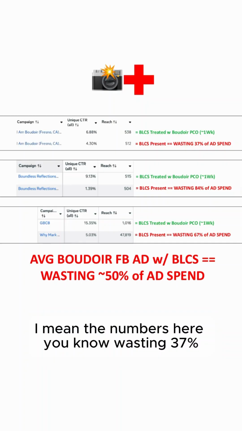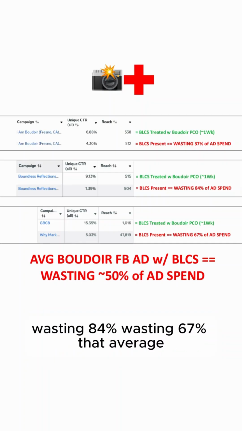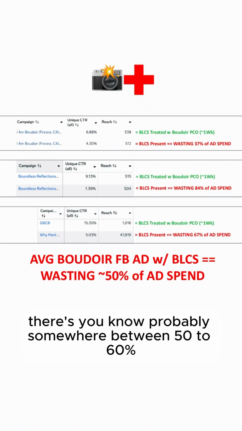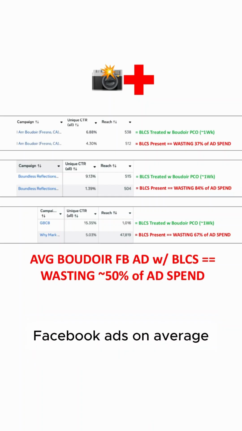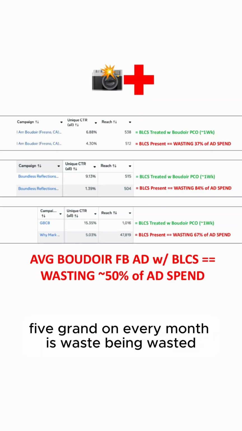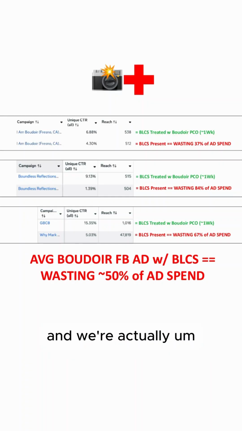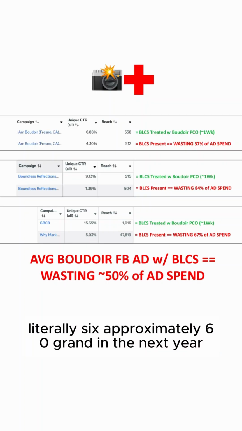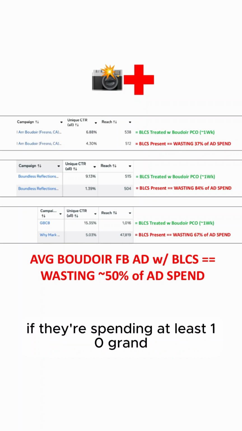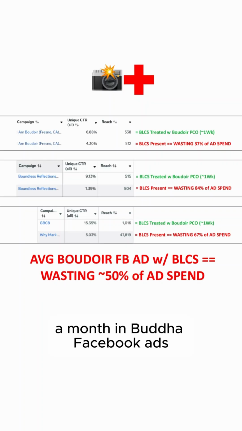I mean, the numbers here: wasting 37%, wasting 84%, wasting 67%. That average is probably somewhere between 50 to 60%. So if they're spending 10 grand a month on Boudoir Facebook ads, on average 5 grand every month is being wasted, thrown down the drain. And we can eliminate that and save them approximately 60 grand in the next year if they're spending at least 10 grand a month on Boudoir Facebook ads.